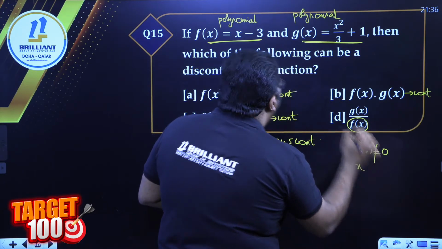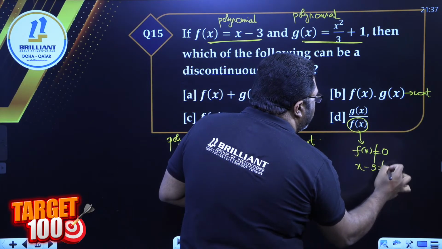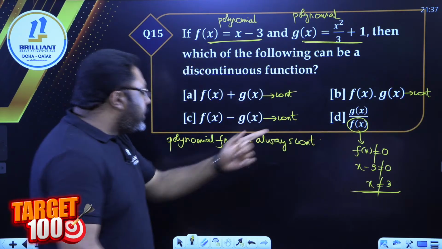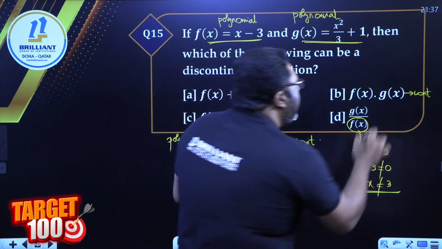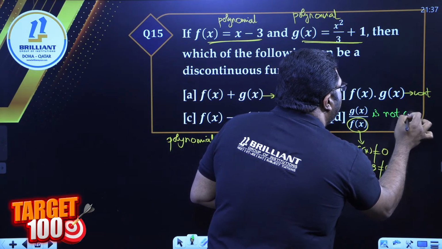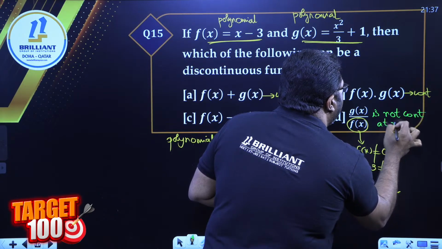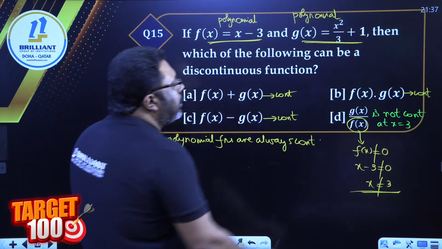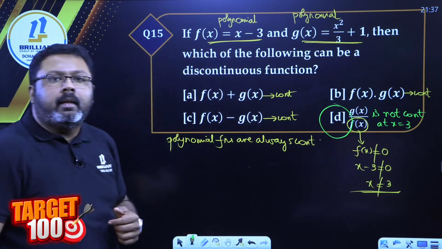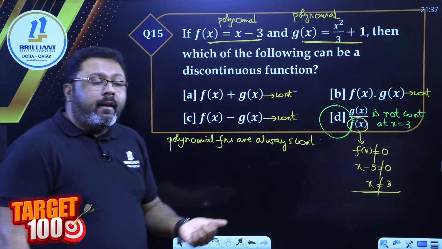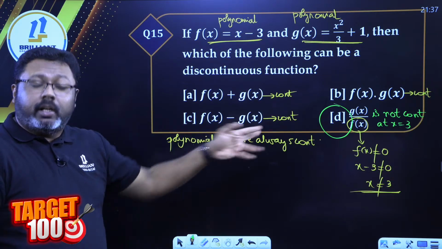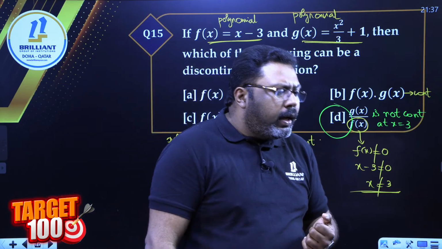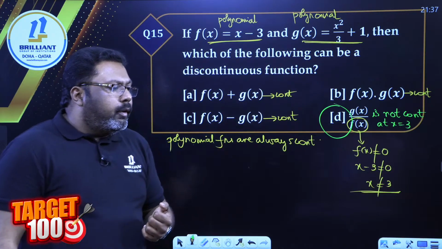So let's see. F of x is x minus 3 not equal to 0. X cannot be 3. So if I put x equal to 3, this is discontinuous. Remember, it is not continuous at x equal to 3. So which of the following can be a discontinuous function? Option D. Option D is the only function which can become discontinuous. The value of x should become 3 in that case. Very good, Prapti, Hafiz, Adil, Hadia, and Faris and Fahad.